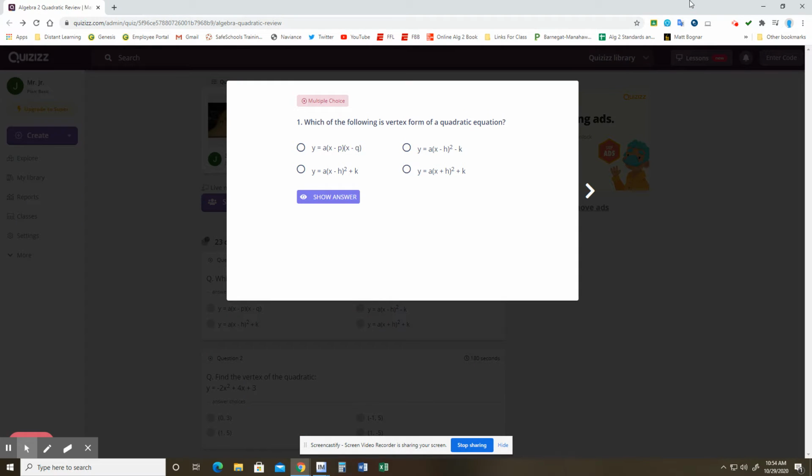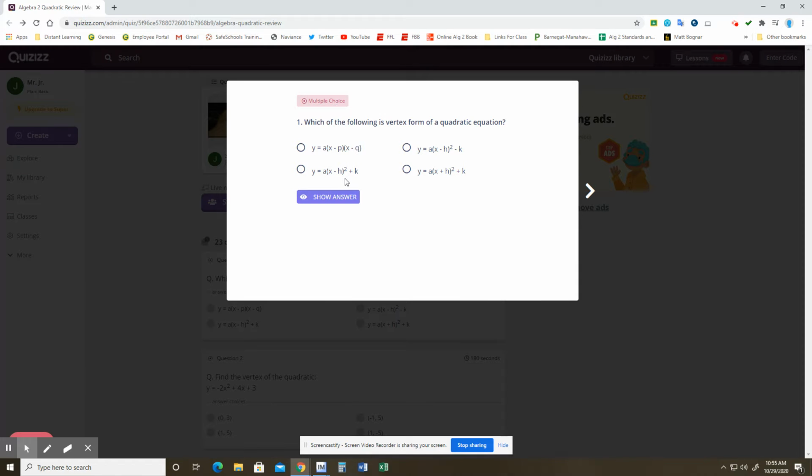For example, with this first problem, the intention of this problem was to identify the type of form of the quadratic that you had. Just because a quadratic is in a different type of form doesn't mean that it is no longer a quadratic. For example, this first choice right here, the one that I'm bringing my mouse over with x minus p, x minus q, that is the intercept form of a quadratic. And then the answer to this particular question is this one right here.